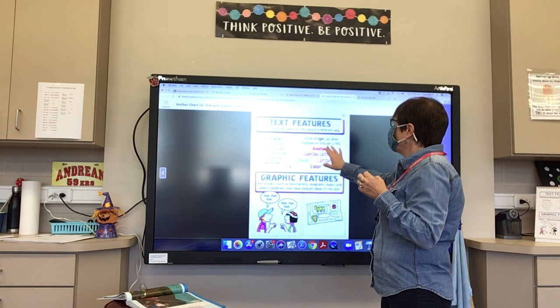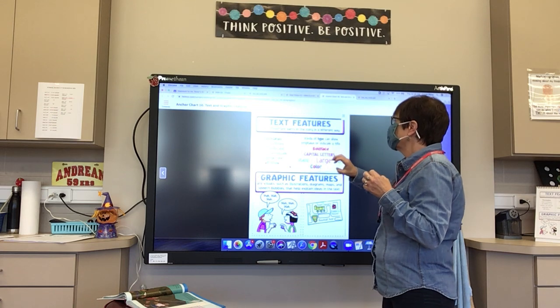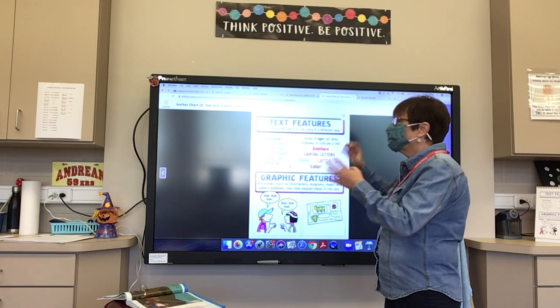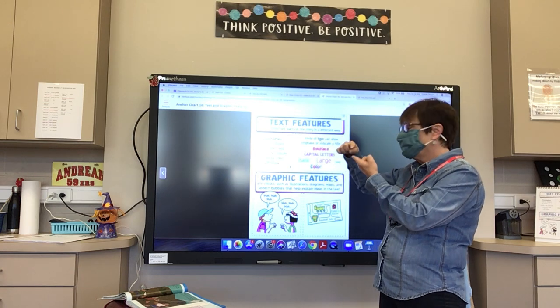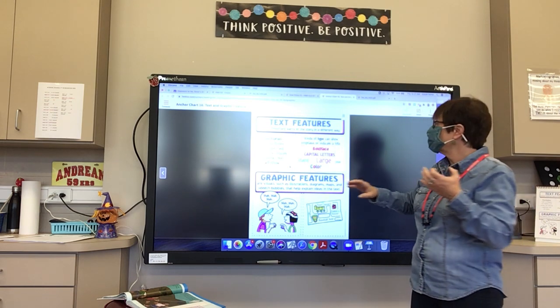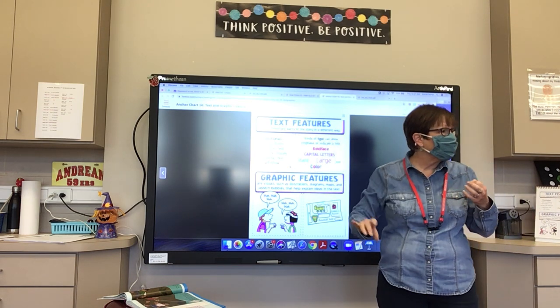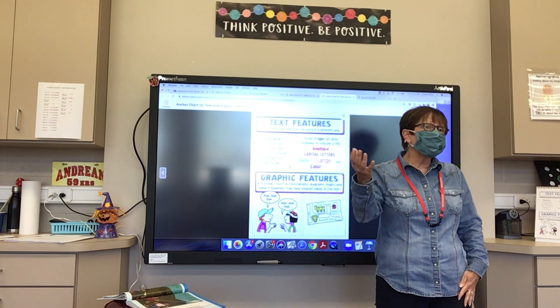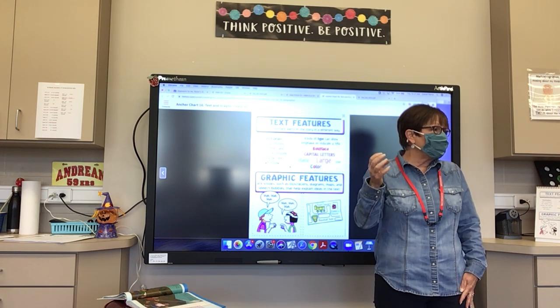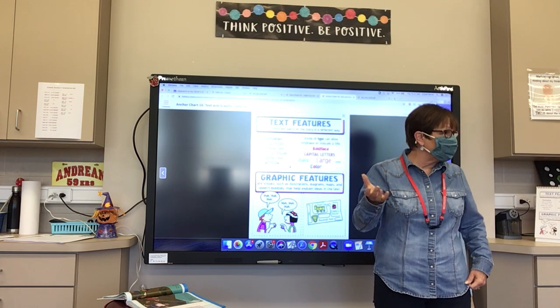So it could be boldface, capital letters, italics, there could be large letters, there could be small letters, the letters can be in color. And those things can tell us that there's a title, they can tell us that there's something important in the text that they want us to notice. Usually that's why they do that.